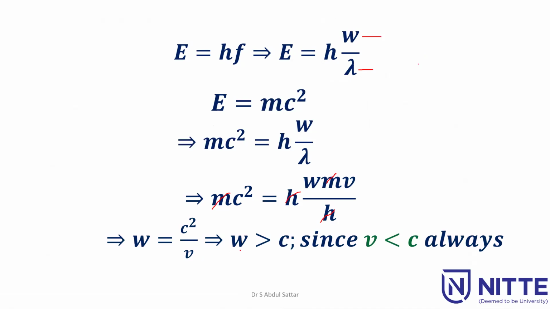We know v is always less than c. That means the velocity of the particle is always less than the velocity of light. So it is impossible to achieve a velocity equal to or more than the velocity of light. That's why v is less than c. Then definitely w is greater than c. In this way, we can prove that the velocity of matter waves is greater than the velocity of light.